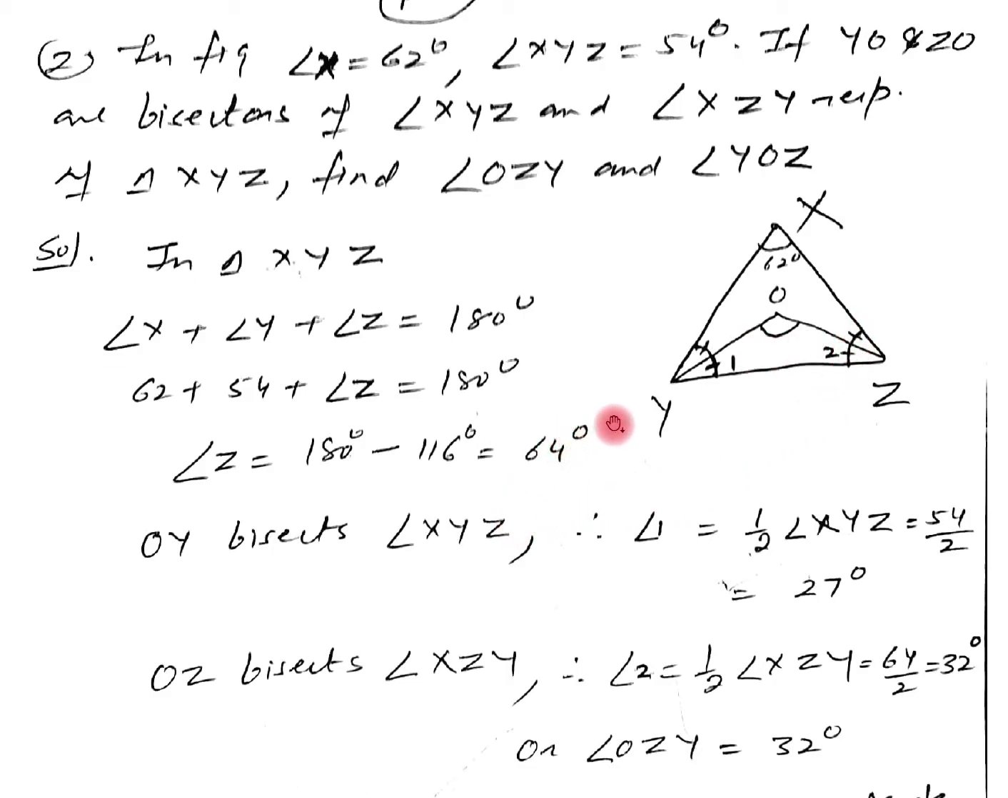Now here OY bisects angle XYZ. It means these two are equal parts. This is the bisector, bisecting this whole angle into two parts. Therefore we can write angle 1.